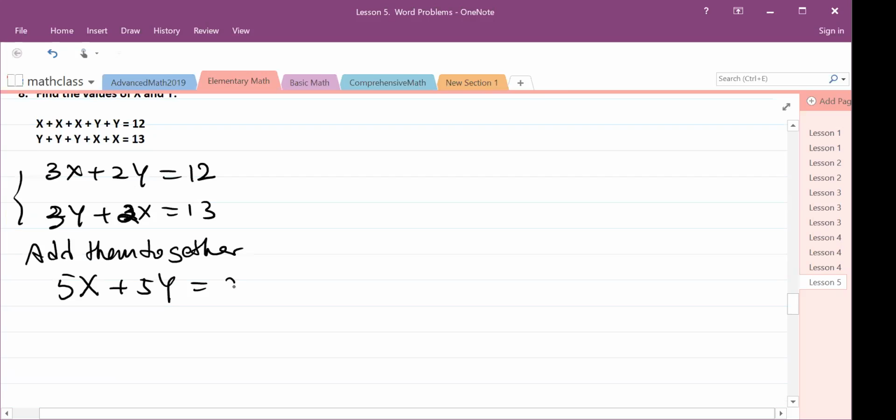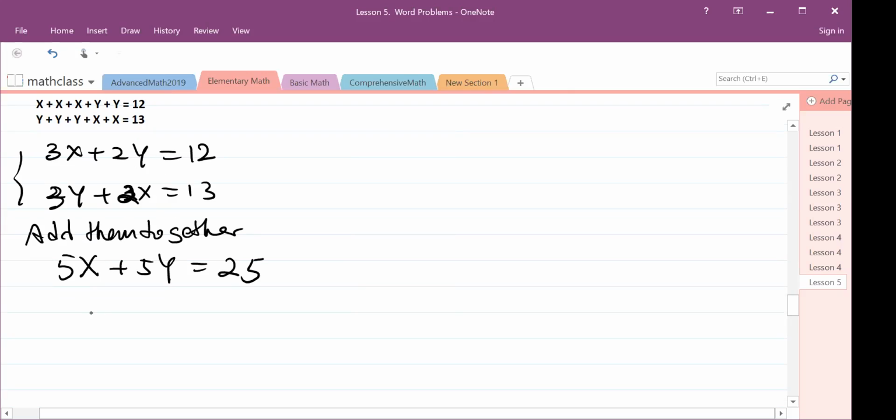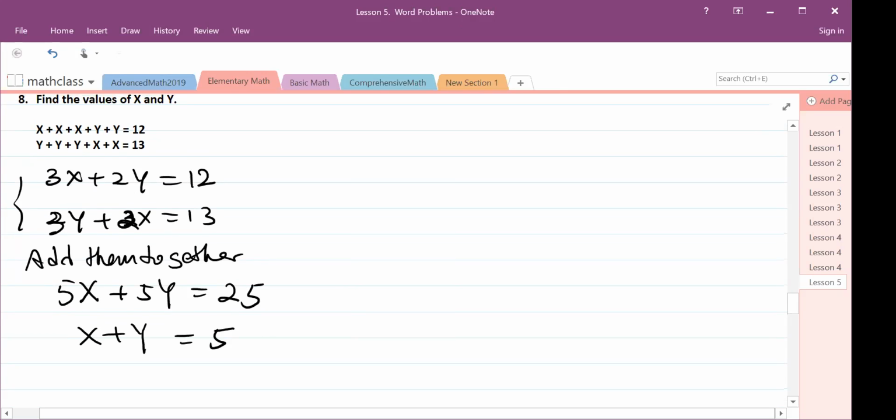Then it's okay. 12 plus 13 is going to be 25. So you have 5x plus 5y equals 25. So what is x plus y? It'll be 5, 25 divided by 5. I still don't get the answer yet, but at least I get a very simple one. So x plus y is going to be 5. Now can you figure it out?